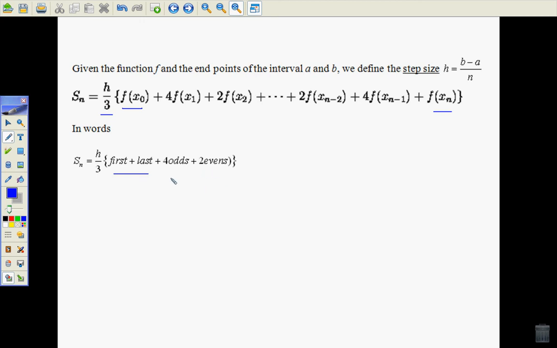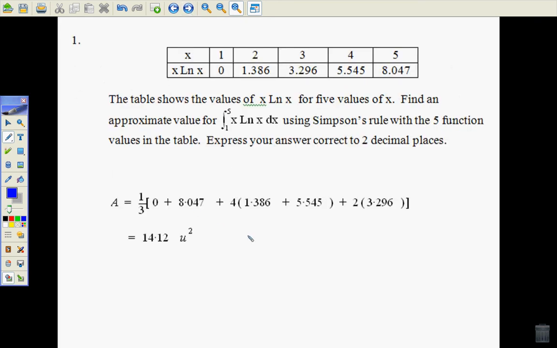Some texts you may see swap these around. That depends on whether they label their values starting at x0, y0, or starting at x1, y1. If they start at x1, y1, they'd swap those around. I generally take it as x0, so that's why I have 4 times the odds and 2 times the evens. That's generally what most people do, but sometimes it gets swapped around depending on the text you use. So just be aware of that.